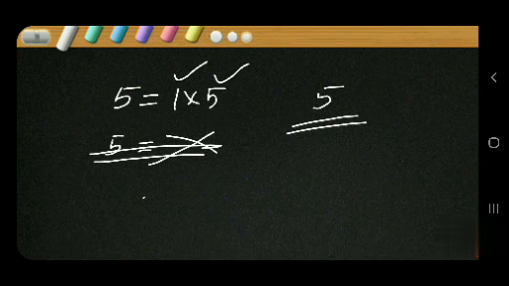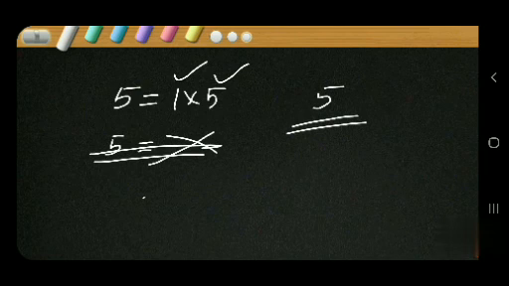So, have you got the concept of factors? Is it clear? What would be the definition of factors? If a given number can be written as the product of two numbers, these numbers are known as the factors of the given number. Got it? Have you understood?